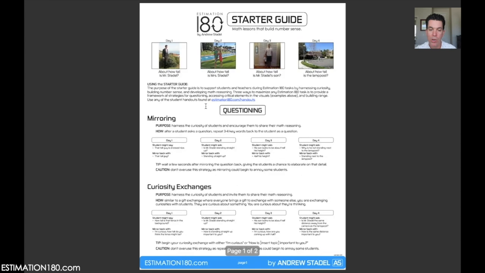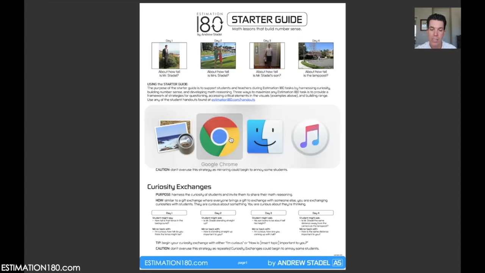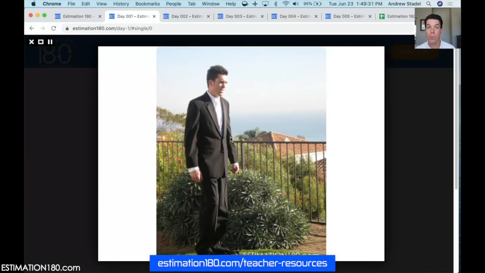So I'm going to talk about curiosity exchanges. The nice thing about Estimation 180 and the visual math landscapes is you could start a day with just the image and have students analyze and make sense of what's happening in the image. In this case, there's me standing. They could say, wow, where is this? Who is this guy? They might even ask the question, gee, how tall is he? And that's the focus question for the day.